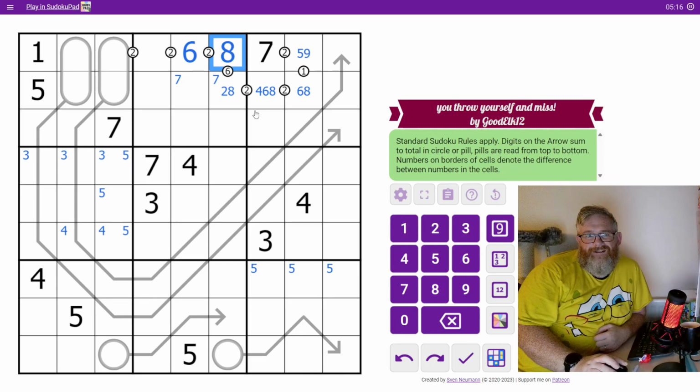6, 8, 2, 4, 6, 5, 7. So this has got to be 4, because we can't go up to 8, because there's already an 8 in the row. This has got to be 2. So that's our little line. So we have made it that far.